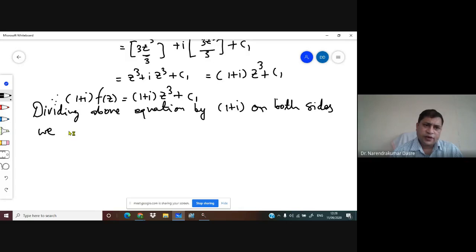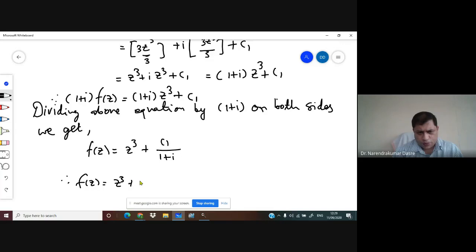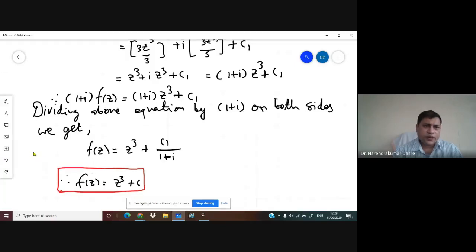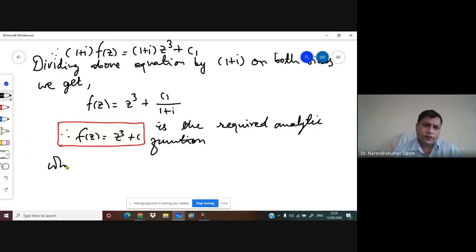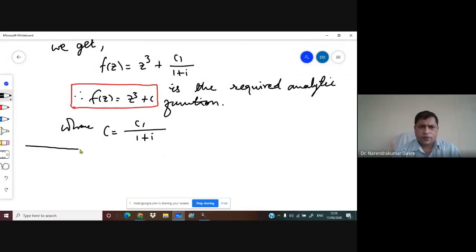Okay. Now let us simplify. So what we'll get here? The integration of this is 3z³ by 3. This minus minus plus i, and you will be having 3z³ by 3 plus c. So you can have z³ plus i z³ plus c. So we can write this as (1 + i) into z³ plus c. So we got (1 + i) f(z) is equal to (1 + i) into z³ plus c1.